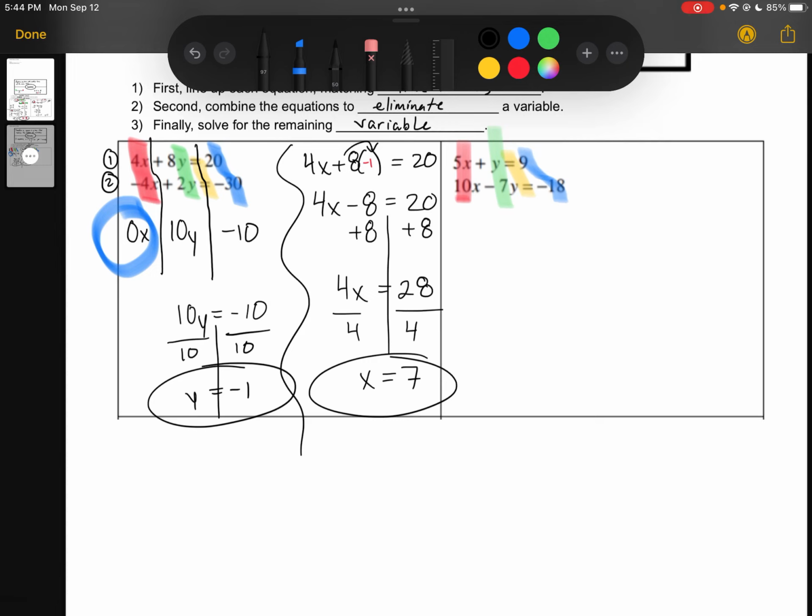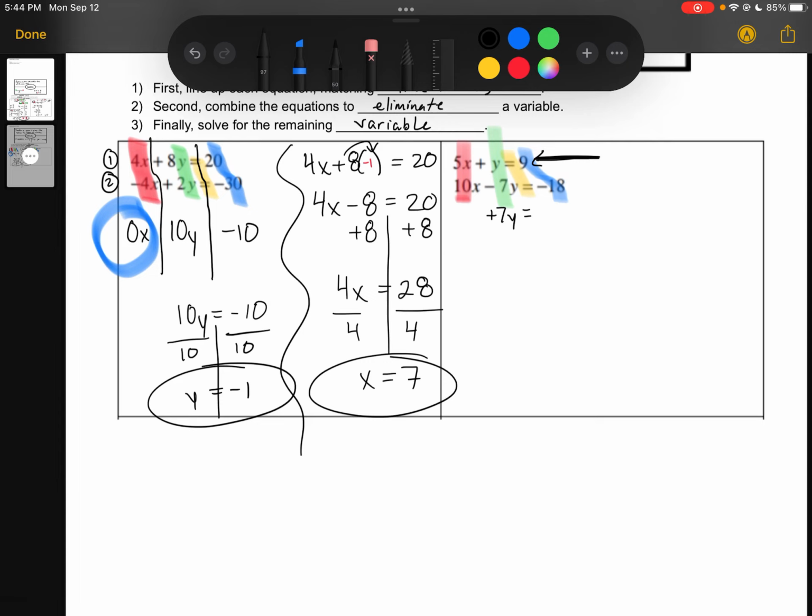So we have two different choices. We can either make x or y go away. And the question that you want to ask yourself is, what number would make that x or y go away? So in this case, if we're looking at green, -7, the opposite of -7 that would make it go away is just plus 7y. So what our goal is to take our first equation and make it so that it eliminates the plus 7 in the second equation.